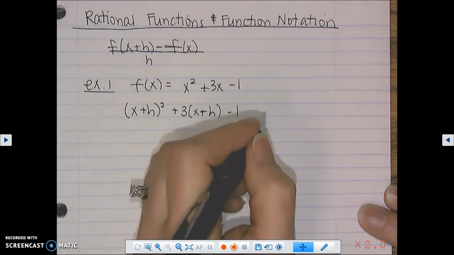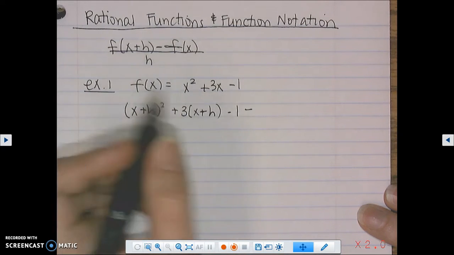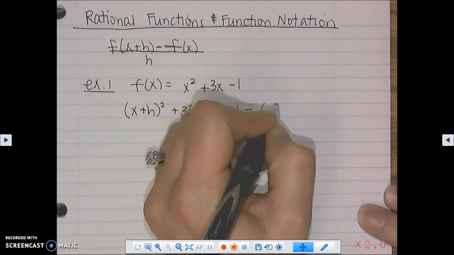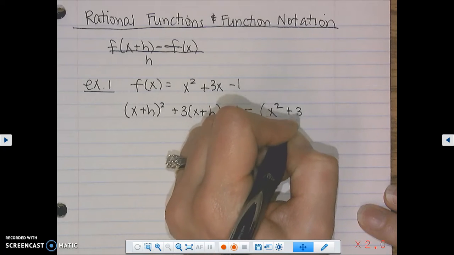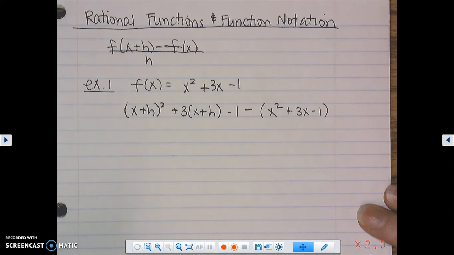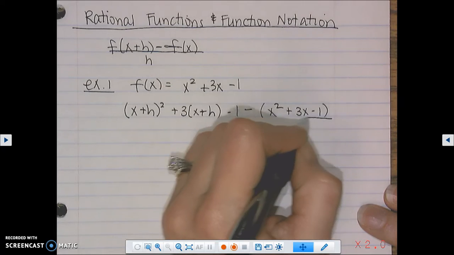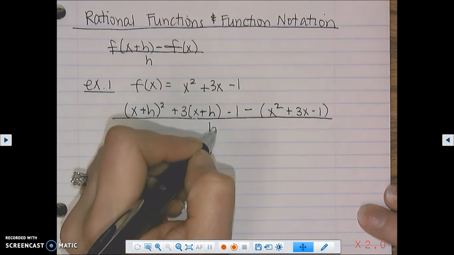We're going to take that and subtract the original f of x function. We want to make sure that we put that in parentheses, or if you don't want to, you have to distribute that negative through to everything. And then this is all over h.